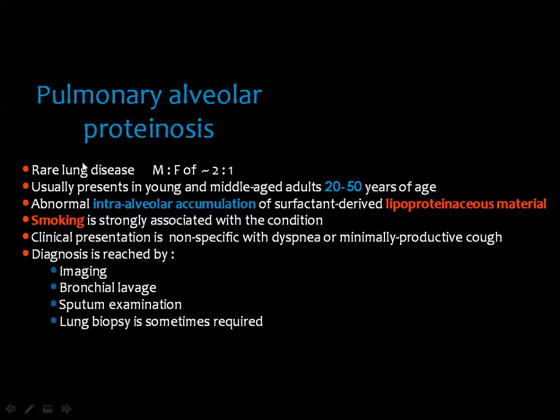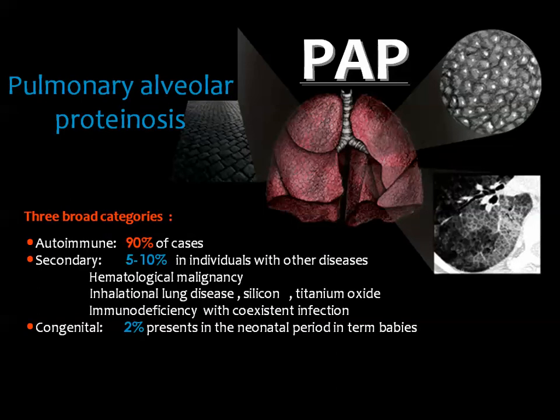The diagnosis of alveolar proteinosis is obtained by imaging, as I have mentioned, by bronchoalveolar lavage, by sputum examination, and sometimes you need the help of CT-guided lung biopsy. We have three types of pulmonary alveolar proteinosis: the autoimmune type, which is the most common; the secondary type, which is less common and seen in individuals with other diseases like hematological malignancies, inhalational lung disease, silicosis and others, and immunodeficiency with coexistent infection. The congenital type is rare and is seen in the neonatal period.